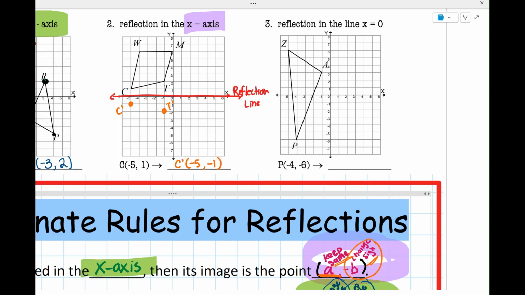So I'm just going to go ahead by applying the rule. So for m prime, our x stays the same. Our y will become the opposite sign. So our y for m is 6. So I'm going to go ahead and put it at -6. Our y for w is 6 also. So I'm going to go ahead and put it at -6 as well. Remember, your x's stay the same. So here's my quadrilateral after I reflected over our x-axis.